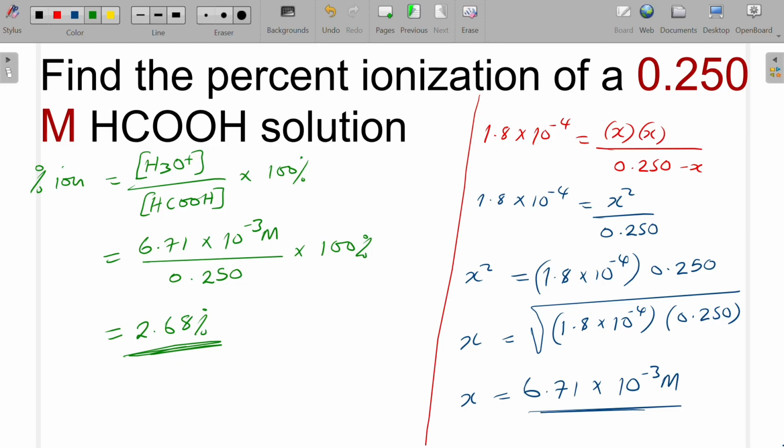And you can see that the percentage ionization is less than 5%. So our assumption of ignoring the x earlier on is okay because our percentage ionization is less than 5%.